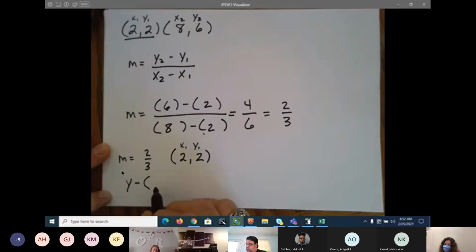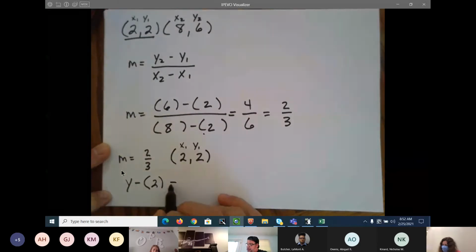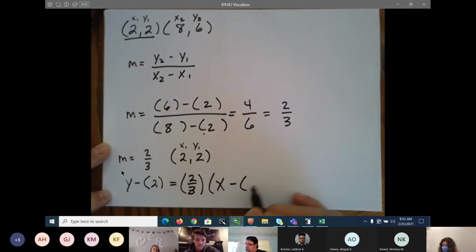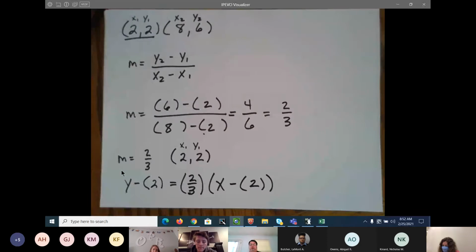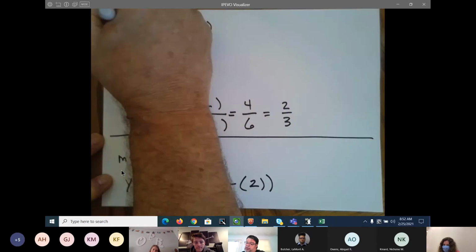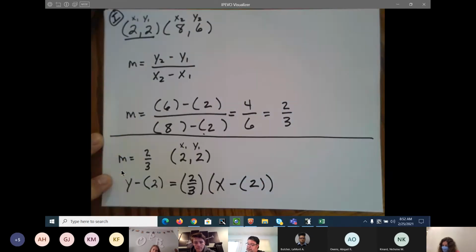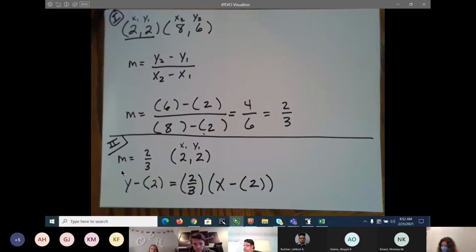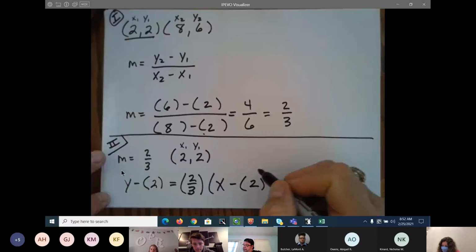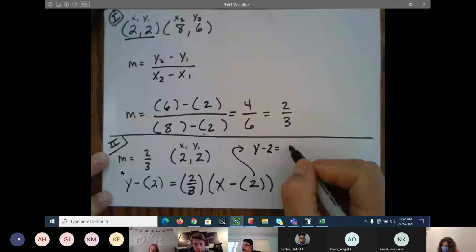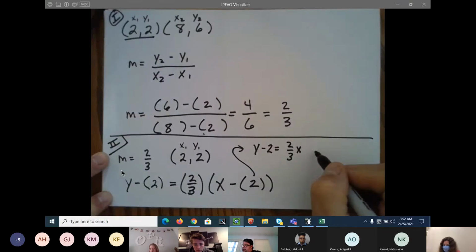y minus y sub 1, which is 2, equals m times x minus x sub 1. And now you're going to simplify that. So I'm going to take this right here and draw a line. This is step 1, finding the slope. And this is step 2, plugging and chugging into the point slope equation. And that's going to give you y minus 2 is equal to 2/3 x minus 4/3.